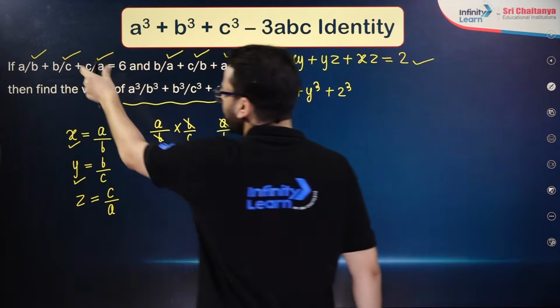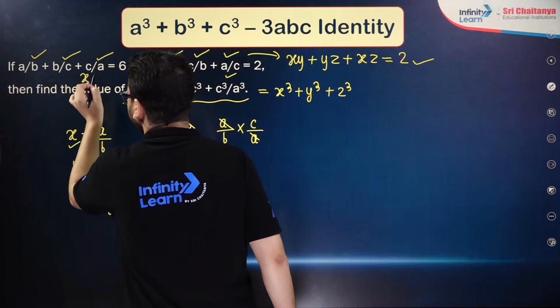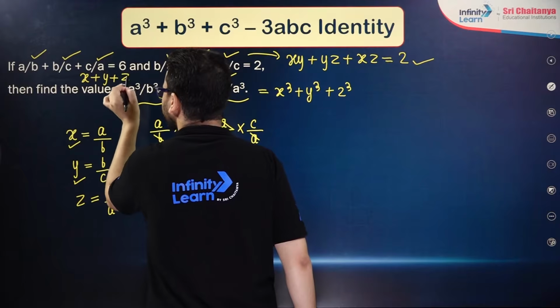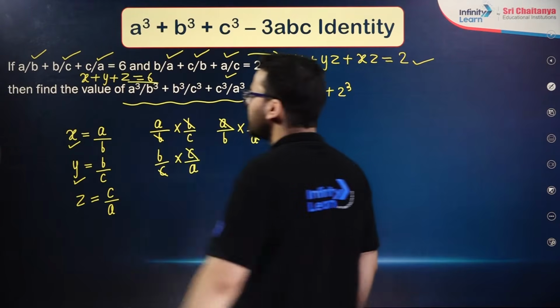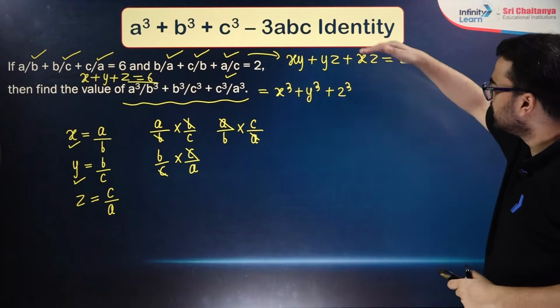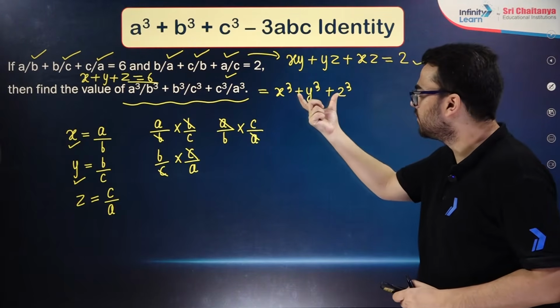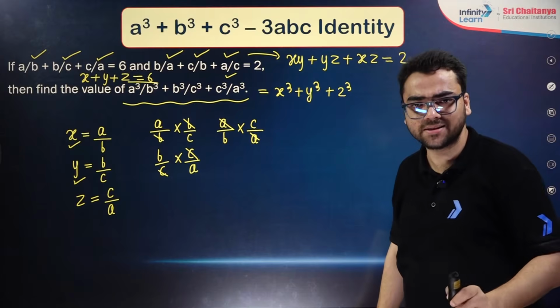And this is nothing but, you know already, x plus y plus z, not a plus b plus c. So x plus y plus z is 6. This thing is given to us as 2. We have to find the value of this expression, nothing else.